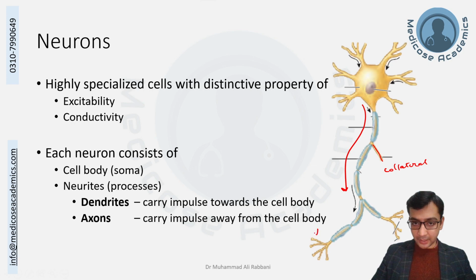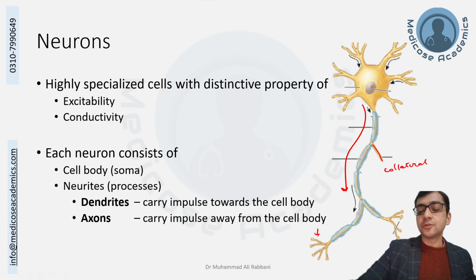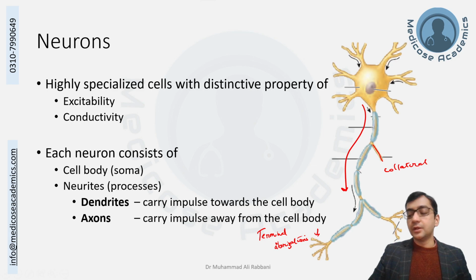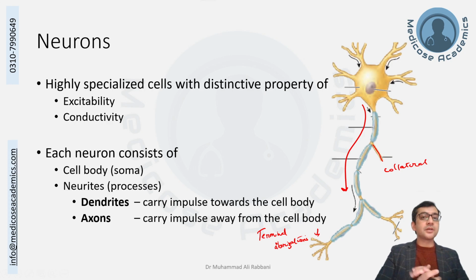So this is the terminal part. The terminal part is usually divided into a number of branches, so that a large surface area, a large contact region can be created. These terminal branches are called terminal arborizations. So this is the basic, very simplistic view of the cells.